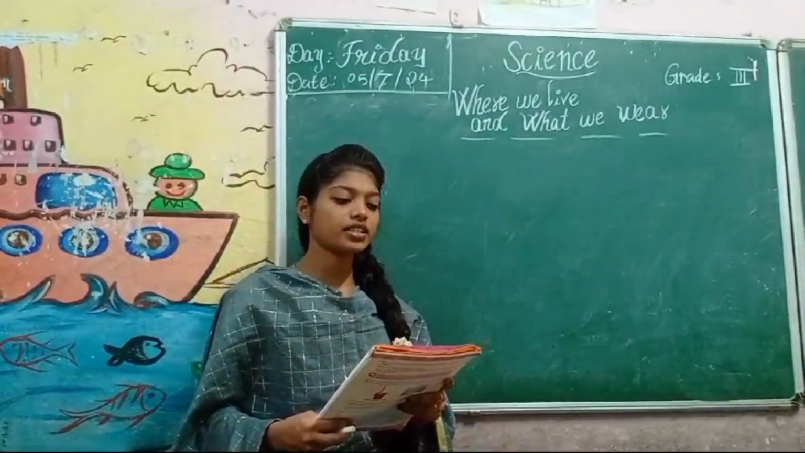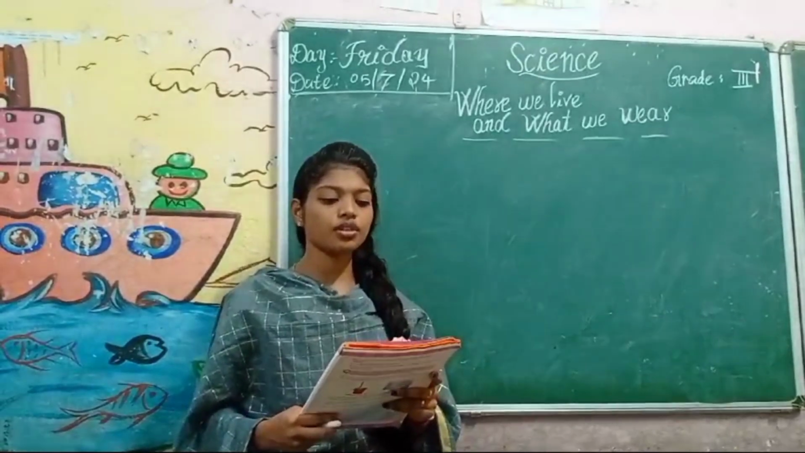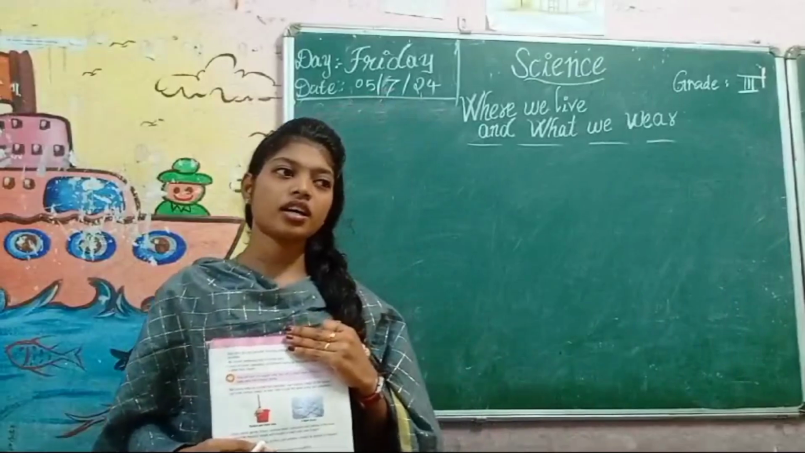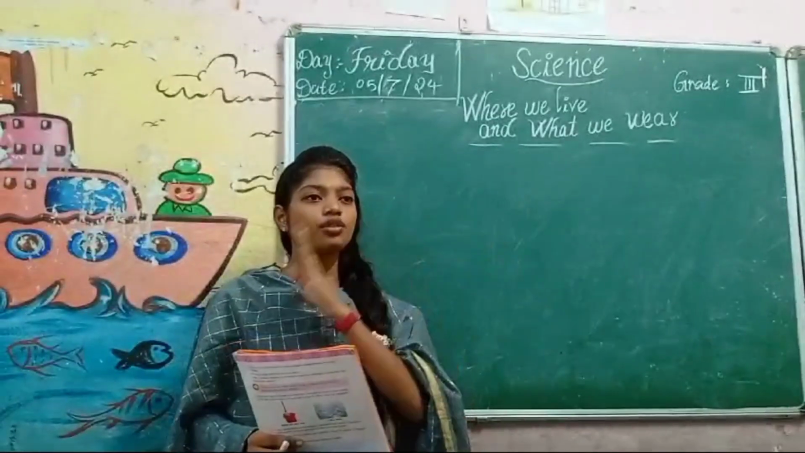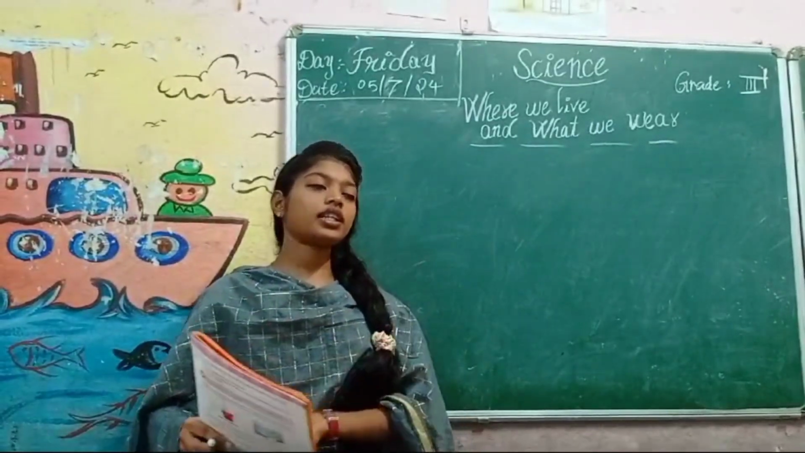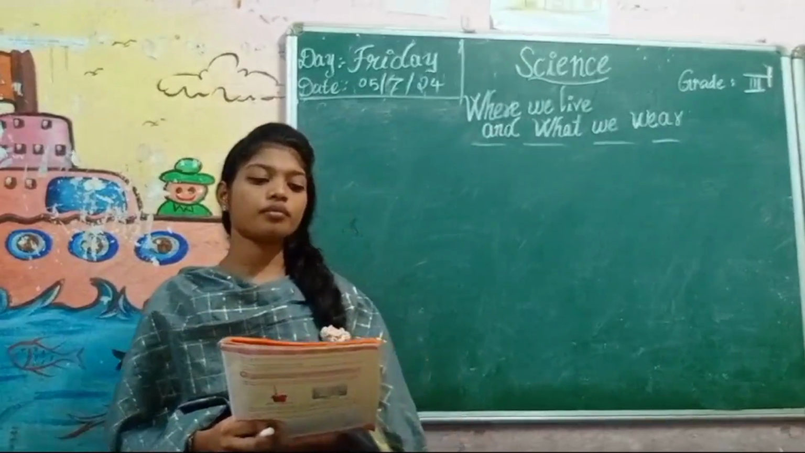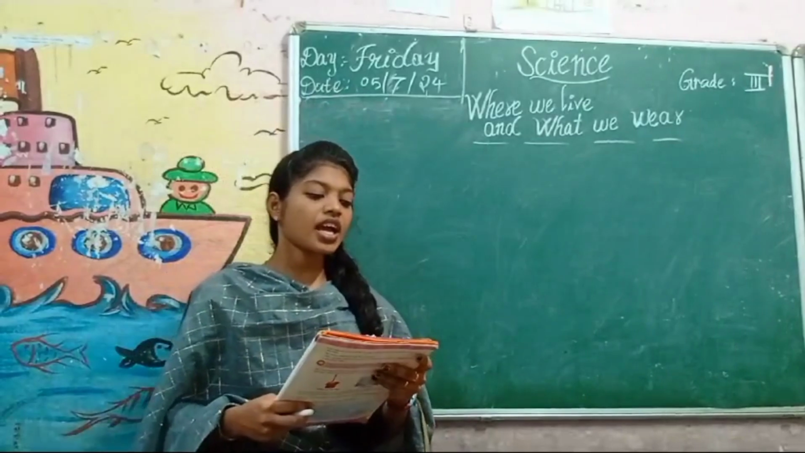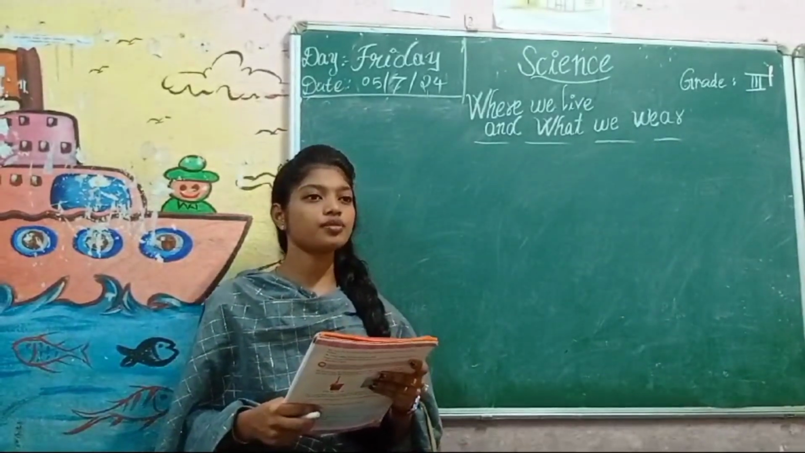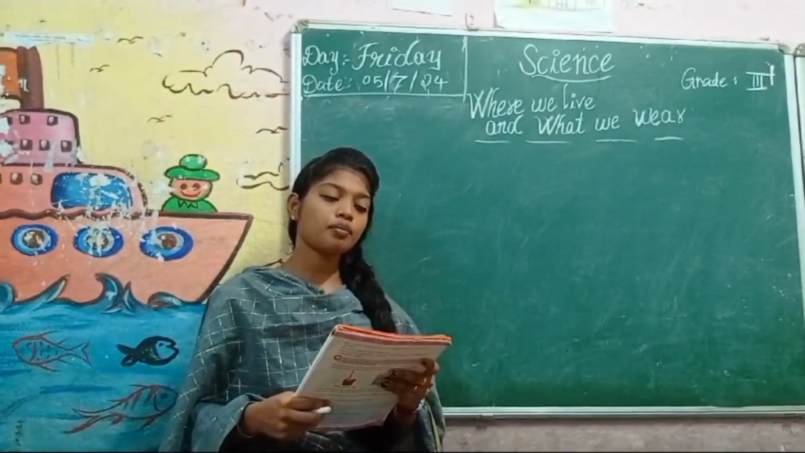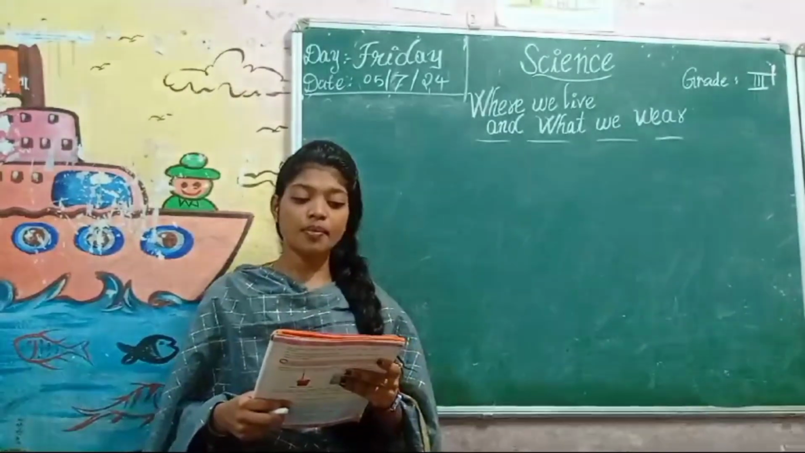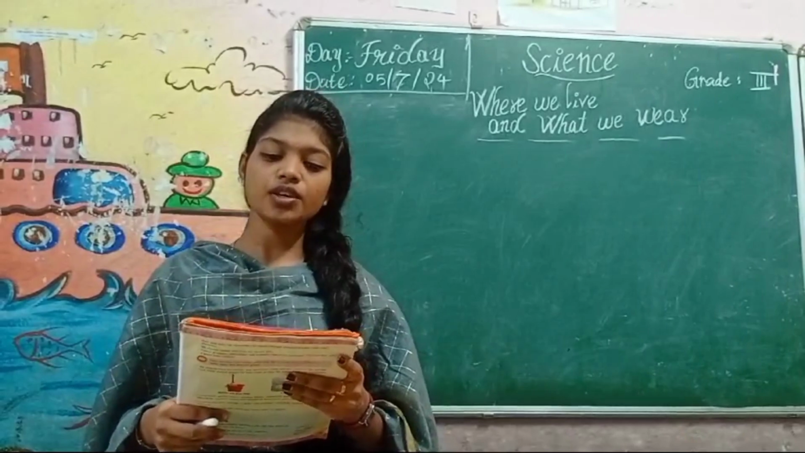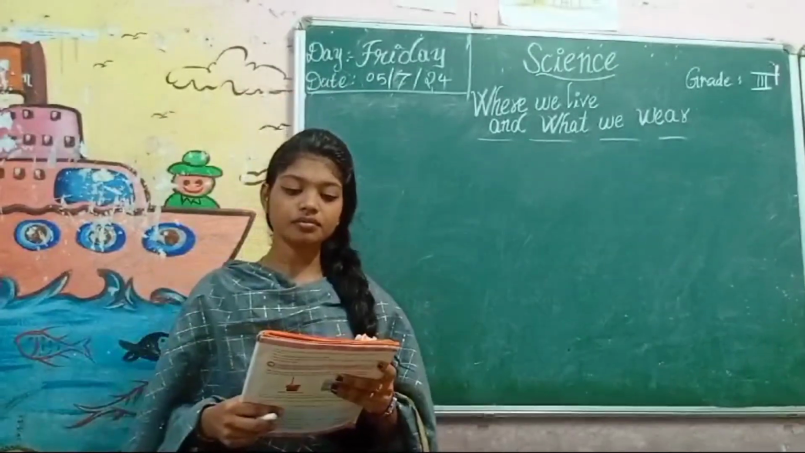The first heading is a house should be good to live in. That means we are living in our home. After our class, we went to our home. So then we are living in our home. A house should be good to live in. That means a house may be big or small, but it will be fit to live in.